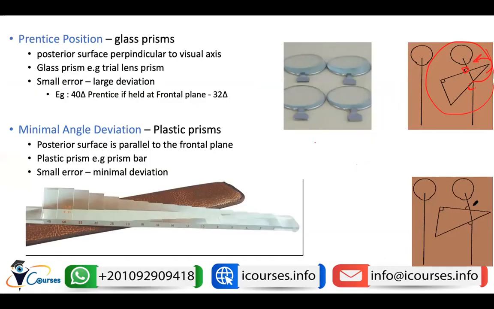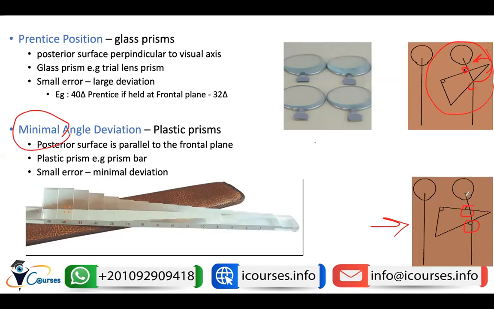Here you can see this angle will be equal to this angle. This is the position of angle of minimum deviation, which will be the minimum angle of deviation that can happen at any position of the prism. It will be less than the Prentice position and will be less than any other position. And it is understandable because it is called the minimum angle of deviation.